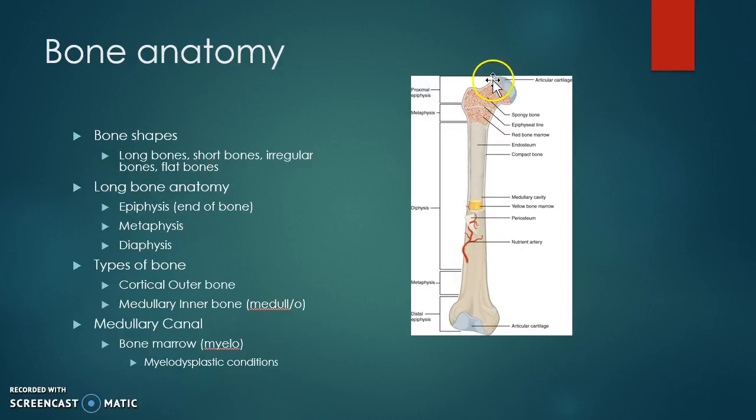And so you need to know cortical is this outer layer, and medullary is this inner layer, right? And then the medullary canal contains bone marrow, which is myelo, the medical term for that. And of course, you can get myelodysplastic disorders, which are disorders of the bone marrow producing types of cells, and certain types of cancers come from those.